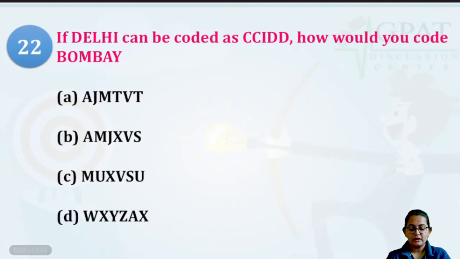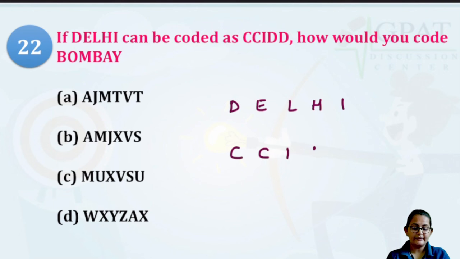Next is question number 22. It's saying that Delhi can be coded as CCIDD. Then how would Bombay be coded? So first of all, how has Delhi been coded?